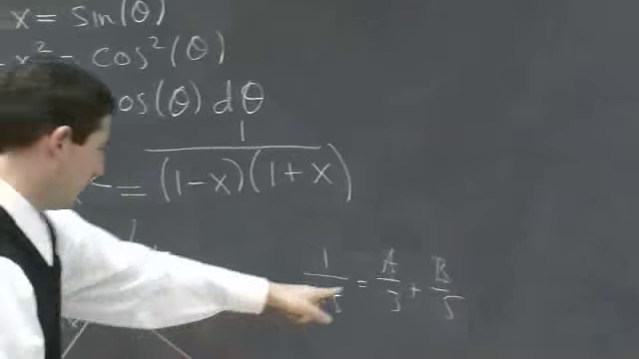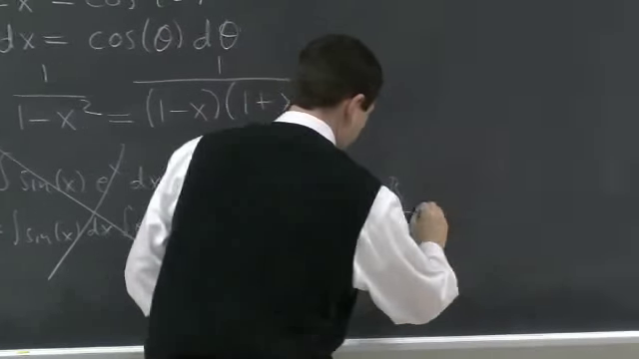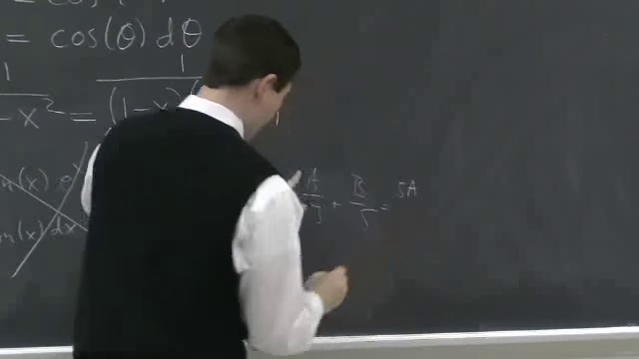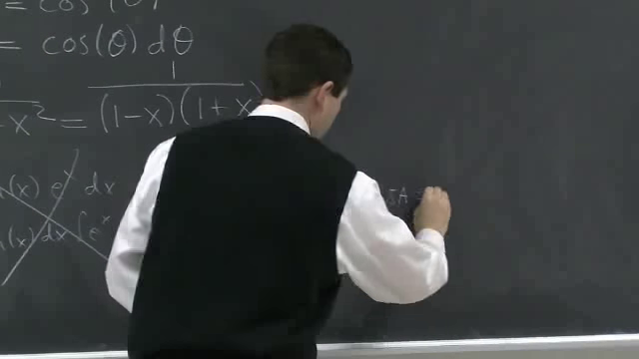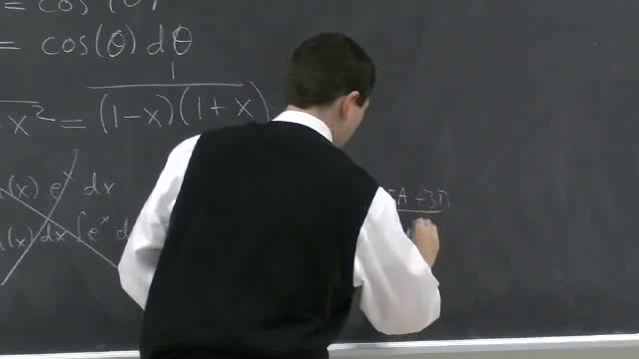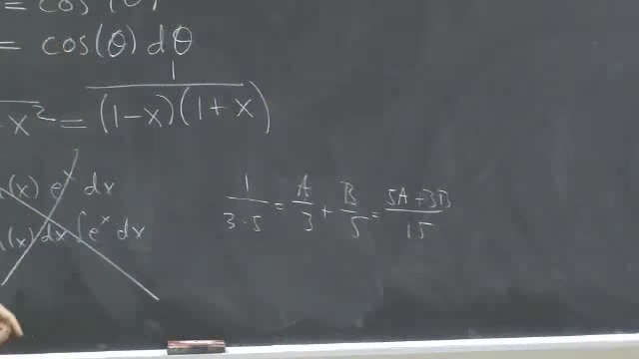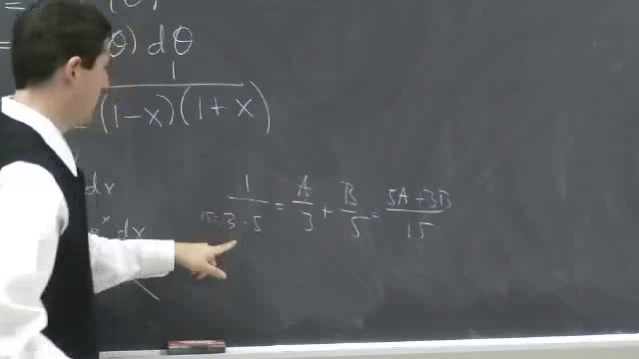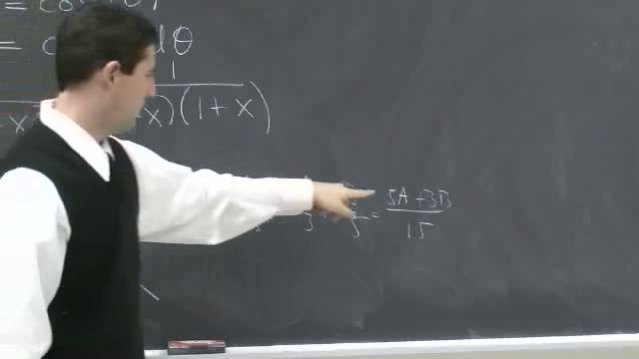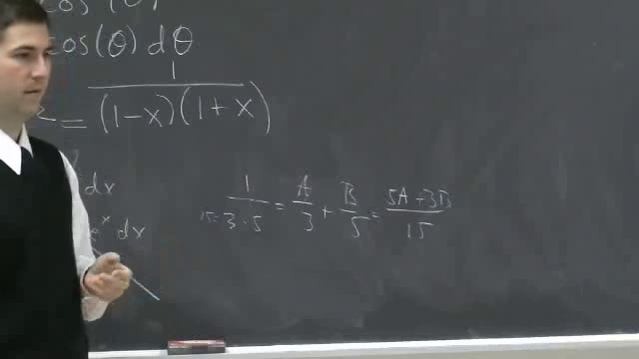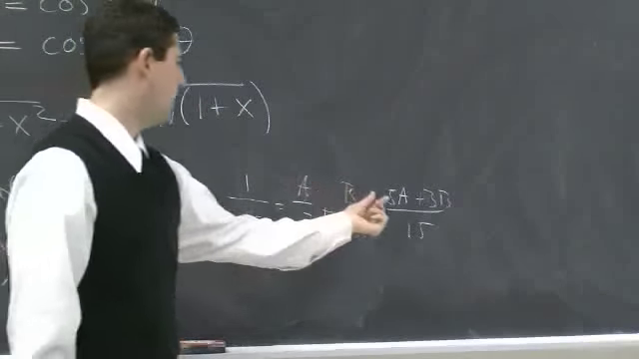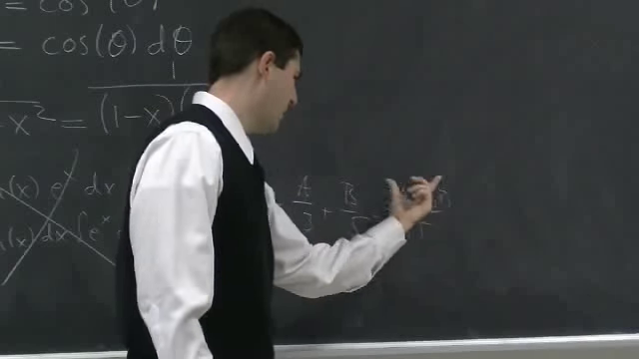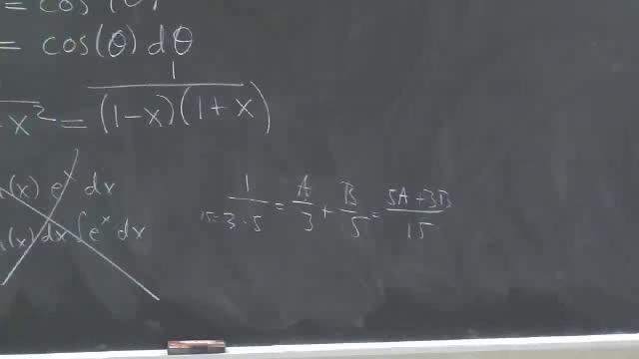Okay. So over here, if I wanted to do this, I would get 5a plus 3b over 15. Of course, right, this is 15 on the bottom. So I just need that 1 is equal to 5a plus 3b. So you just need to find a and b such that 5a plus 3b is 1. There's actually a lot of choices that you could make for this.